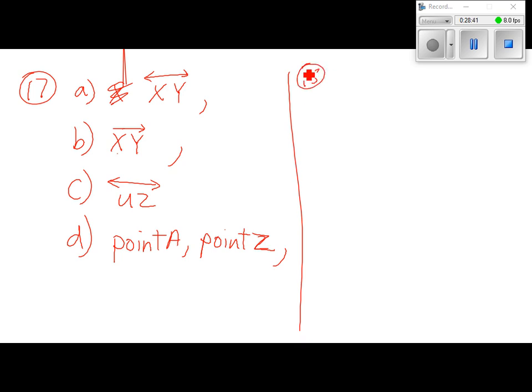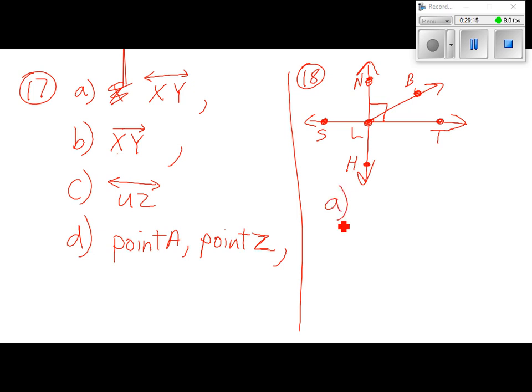Number 18, they give us a picture. It looks like this. I forgot to put this letter in here. I told most of you in class, but some of you didn't get a chance to, so put that letter in there, that L. First one, they want a right angle, so letter A. A right angle would be angle NLT.